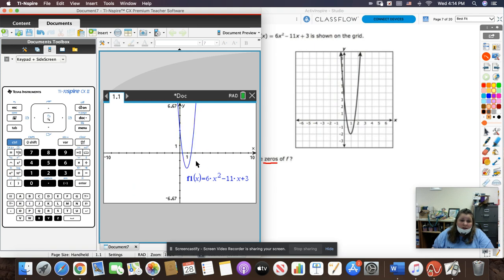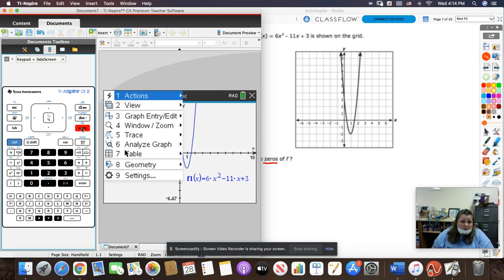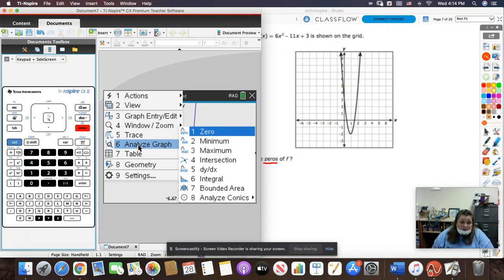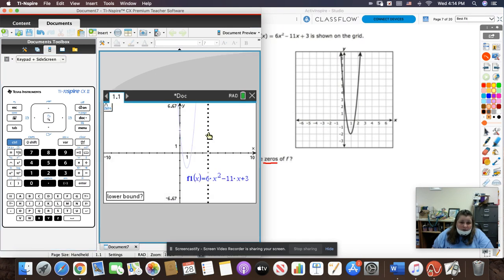So once I have it in the calculator, Menu, Analyze. Again, I'm looking for the 0. So I click, slide, click. Now, there's 2 answers on here. If I slide too far, it's going to give me the second one. If I stay tighter, it gives me the first one. So here's the first one.